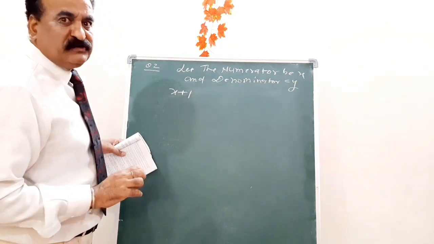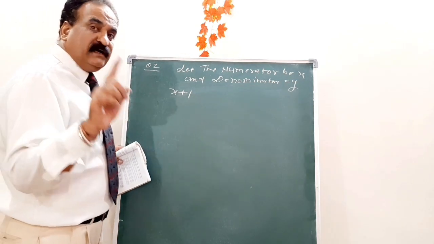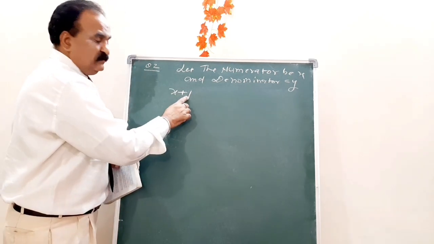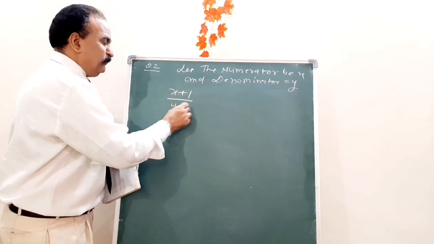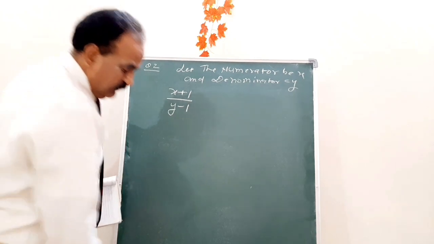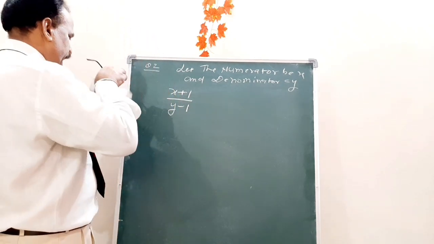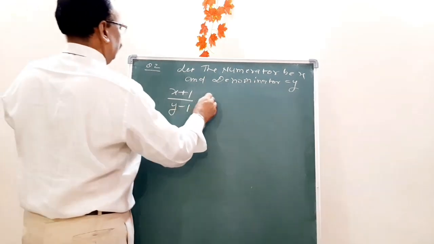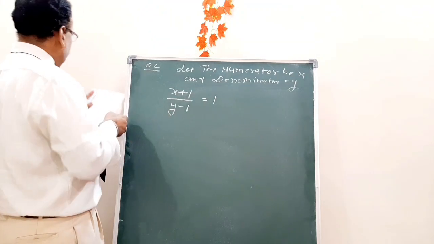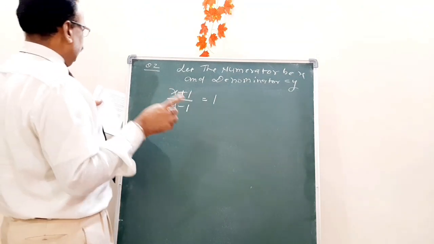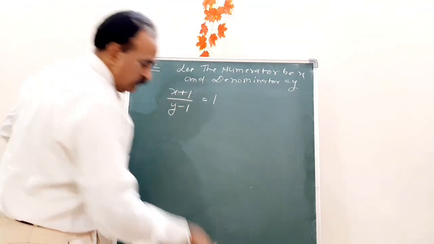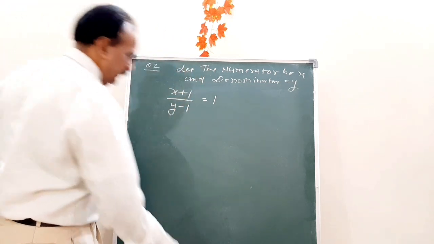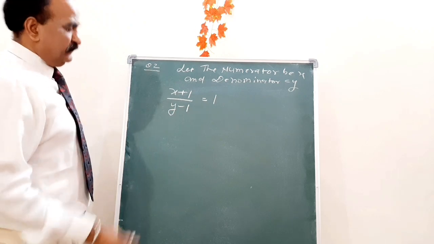And according to the question, if 1 is added to the numerator, it means x plus 1, and 1 is subtracted from the denominator, y minus 1. Now see, the fraction becomes 1. And it becomes 1 by 2 when 1 is added to the denominator. See the question.